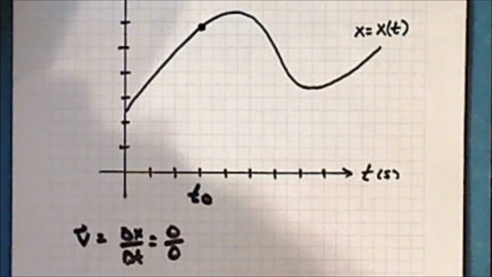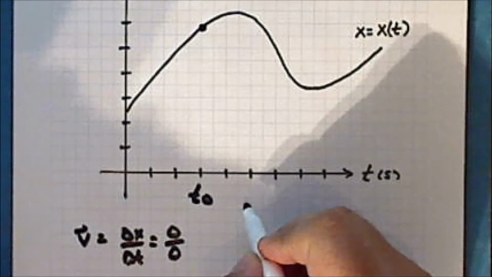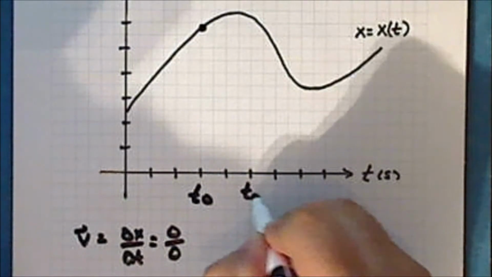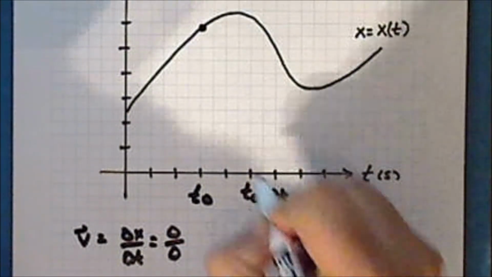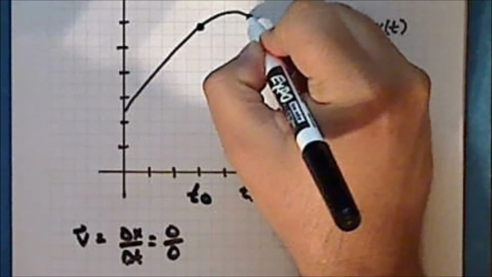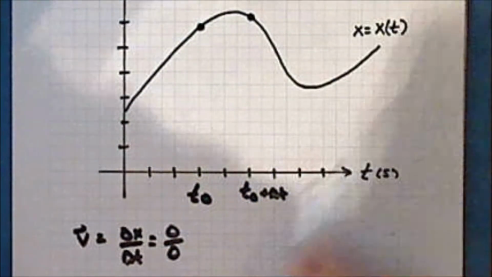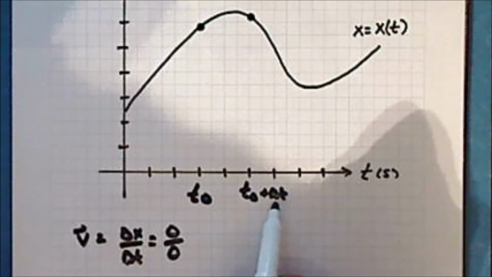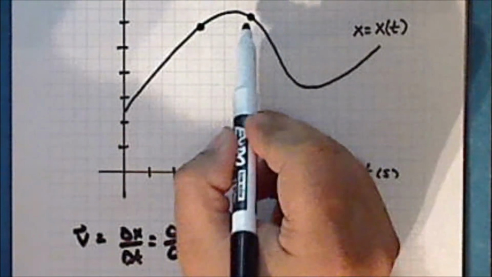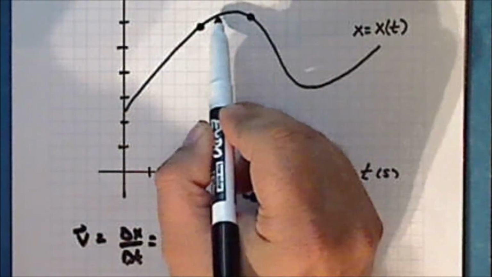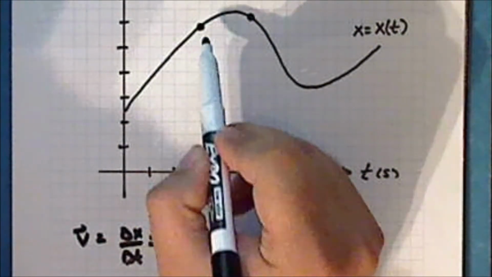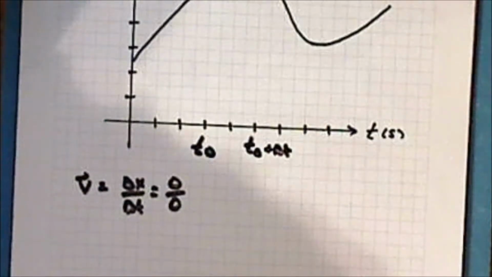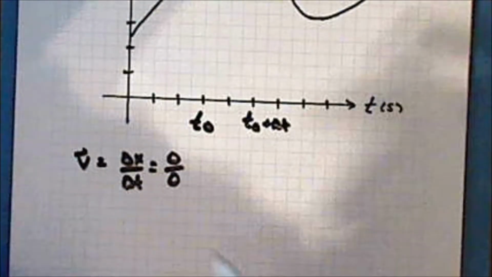And so the way that we approach this problem is to choose a very small time interval, delta t, so that at the later time, t sub naught plus delta t, the particle has a different position. But notice that as the time interval delta t becomes increasingly small, the second point is increasingly closer to the initial point. So let's look first at the average velocity between these two points.